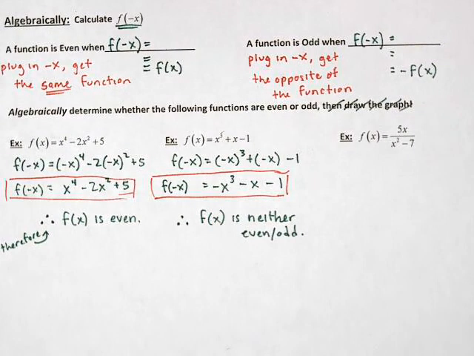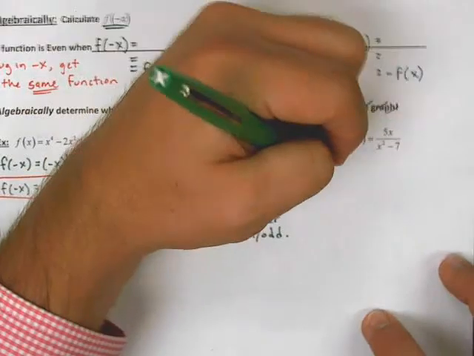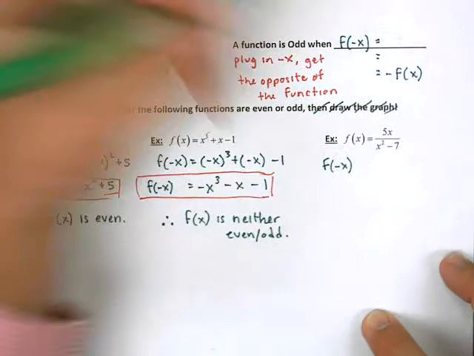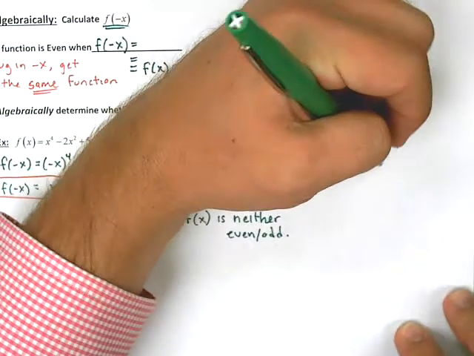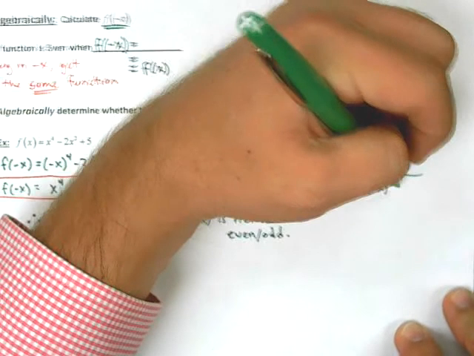All right, let's move on to the last one. This one's going to be a little tricky because we have a fraction. We're still doing the same exact thing though. f of negative x. So what happens? All right, so 5 times negative x all over negative x squared minus 7.